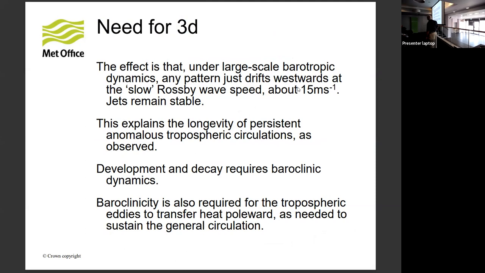So to summarise, the Rossby wave, which is effectively a variable rotation effect, gives you about 15 meters per second westward propagation, and it is non-dispersive. It's independent of horizontal scale, unlike the stick case, and that's essentially why you get enormous tropospheric circulation. The development and decay requires baroclinic dynamics, in three dimensions, and that will then give you the observed transient behavior. So transient behavior will be dominated by three-dimensional effects.